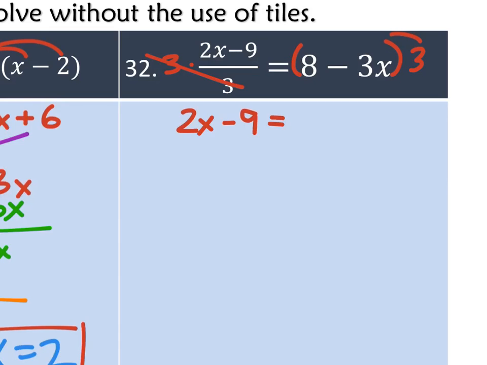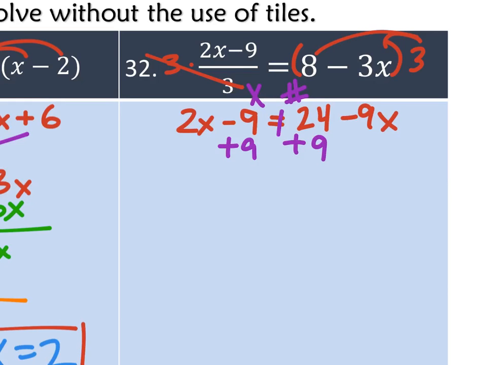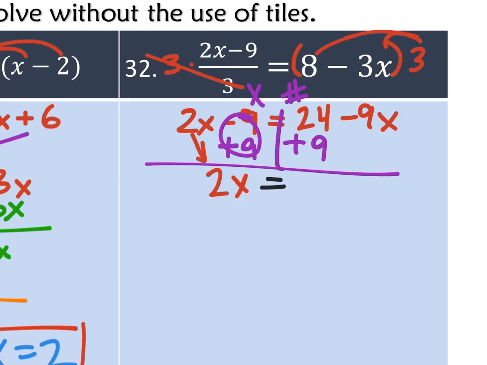And I'll just do the distribution at this point. So 3 groups of 8 is 24, and 3 groups of negative 3x would be negative 9x. There are no like terms to combine, so I'd say keep the x's on the left, numbers on the right, which means that negative 9 has to zero out, so add 9 to both sides to zero that out. So 2x equals 24 plus 9, 33.